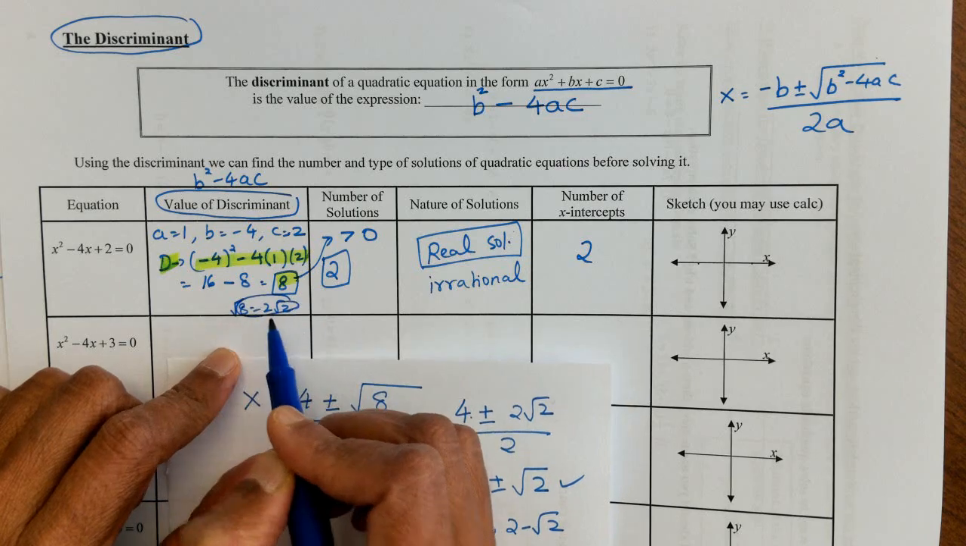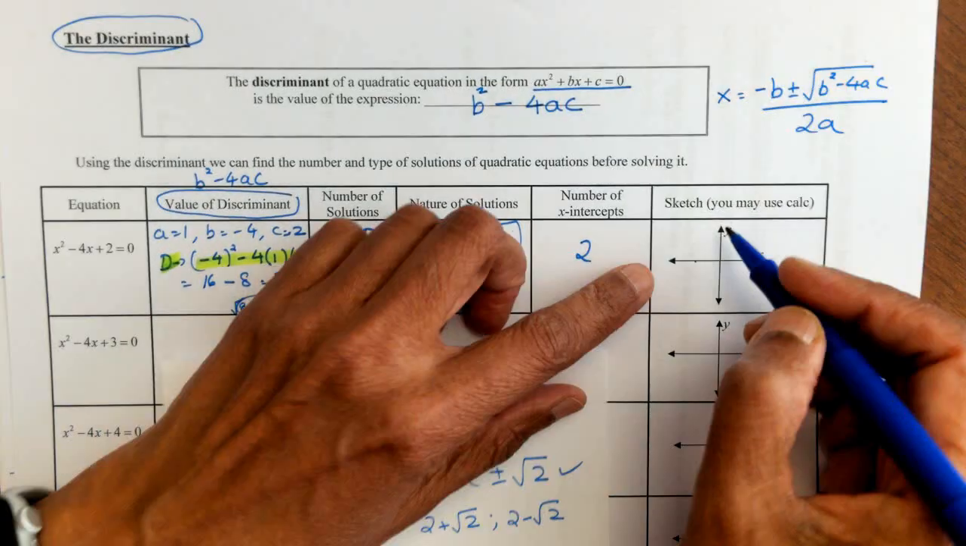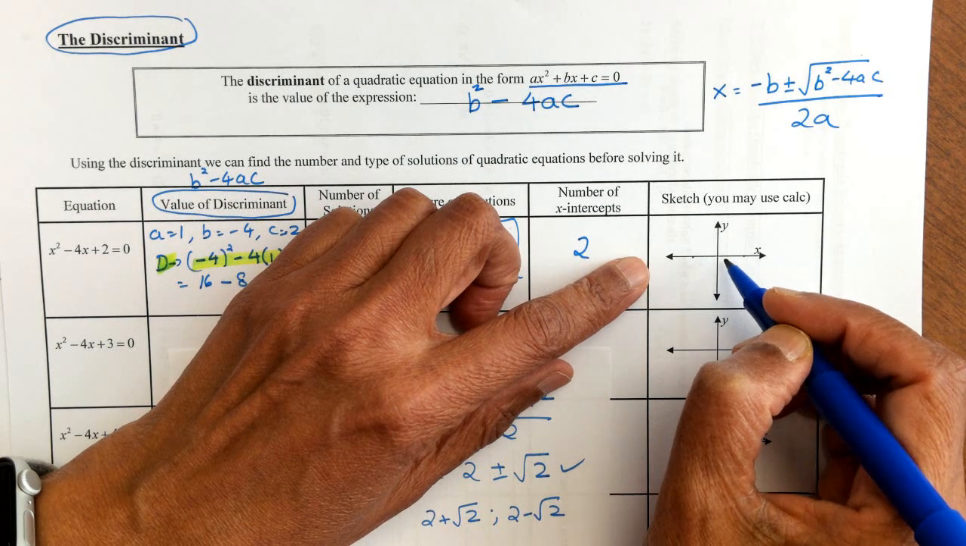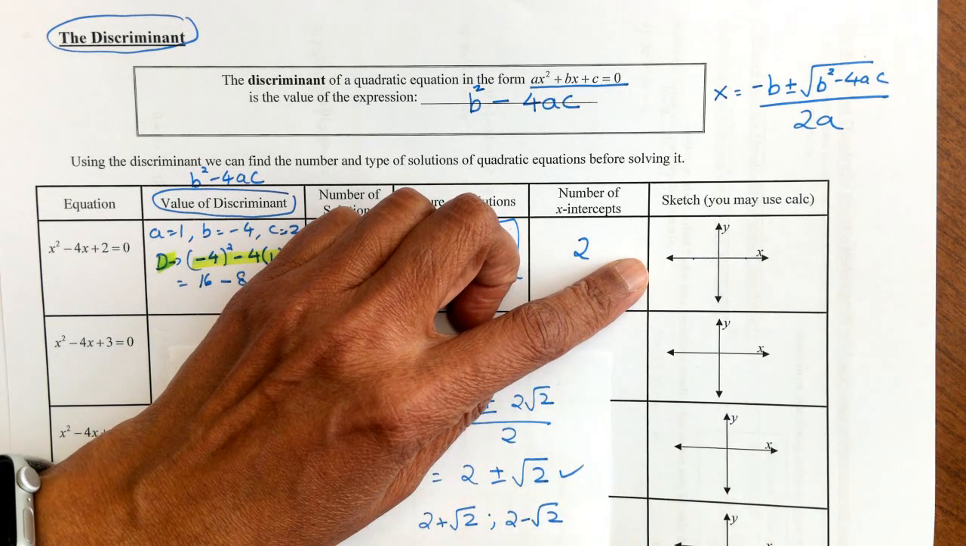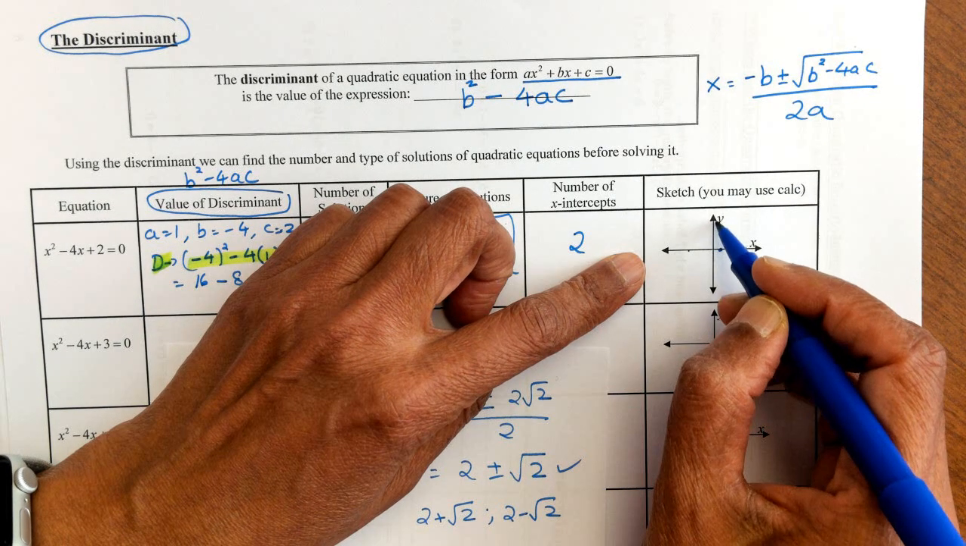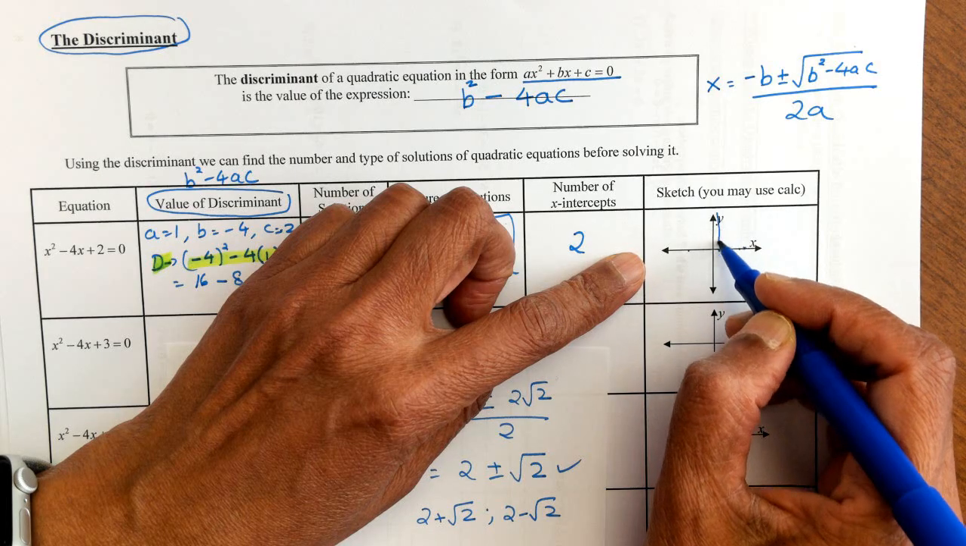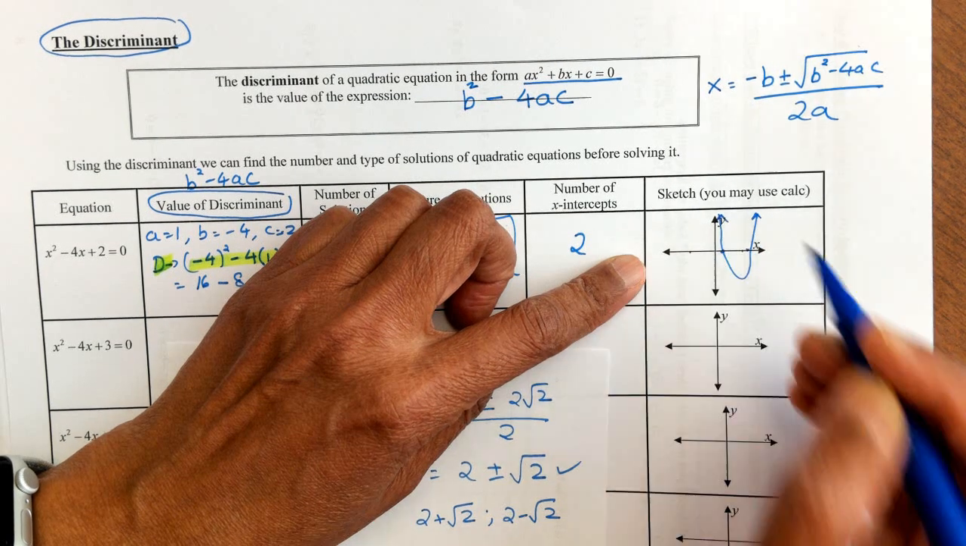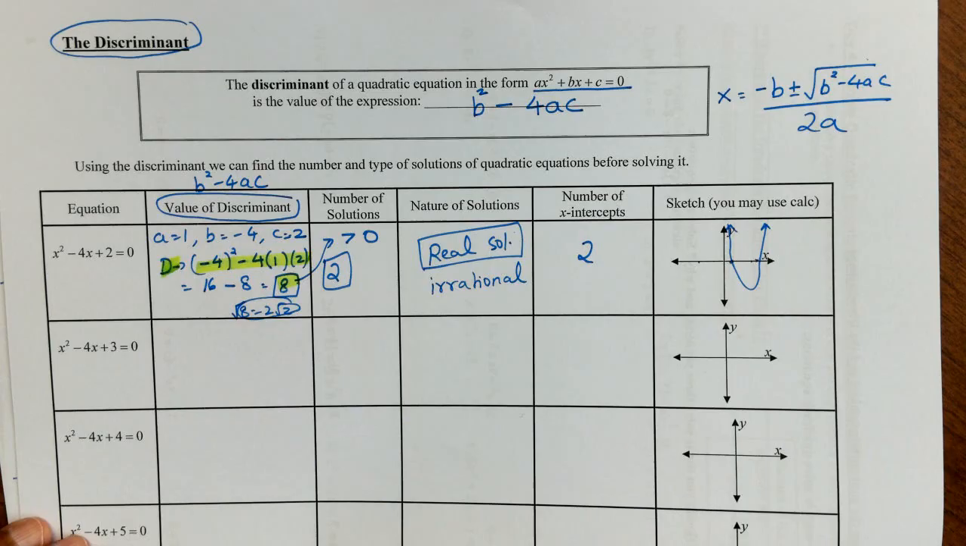That's another reason I can quickly just look at this and say, so my one solution is 2 minus. So they're both actually on this side. They're both positive. So my parabola will look something like this: 2 plus and 2 minus. This is just an approximation, just 2.